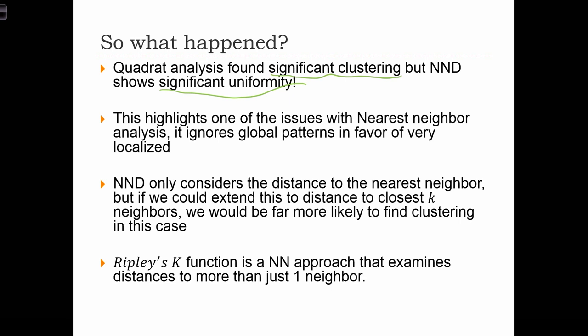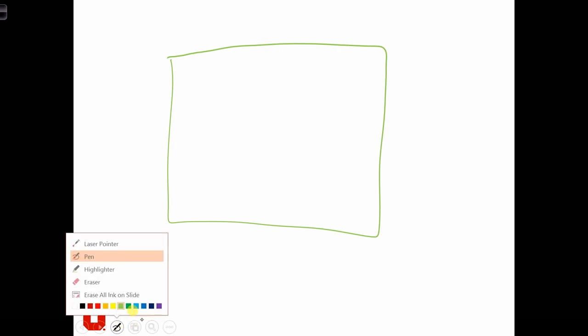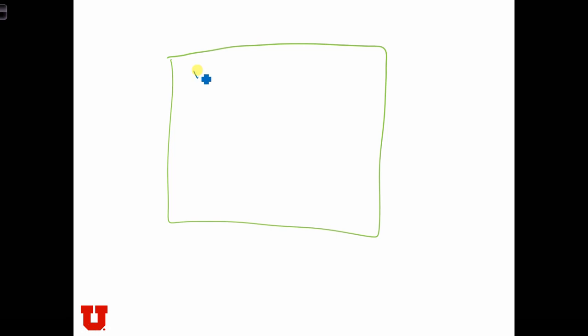It's a very localized form of analysis, because for each point, we're only doing an investigation of the nearest neighbor to that point. And in that sense, it kind of ignores the existence of global patterns. So, for example, imagine if we had a study area, and in this study area, we had points that were distributed like this.